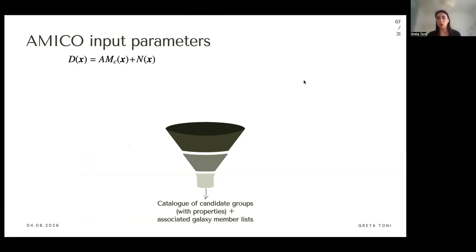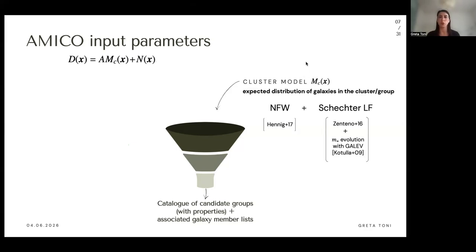And it was run on an effective area which was less than 1% of previous applications of Amico to wide fields. And this made me understand how important the choice of input parameters is when you run such an algorithm. So the first input parameter in an Amico run is the cluster model. We need to tell the algorithm which object we are looking for should resemble, so the expected distribution of galaxies inside the system, the cluster or the group.